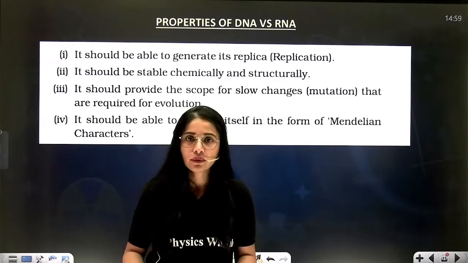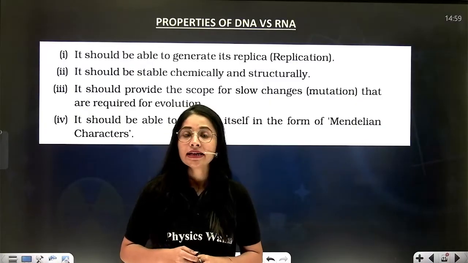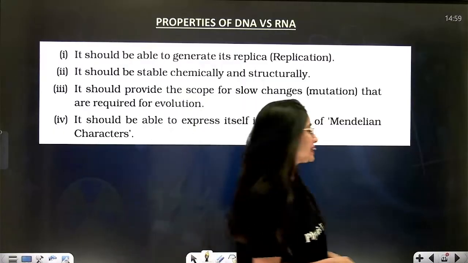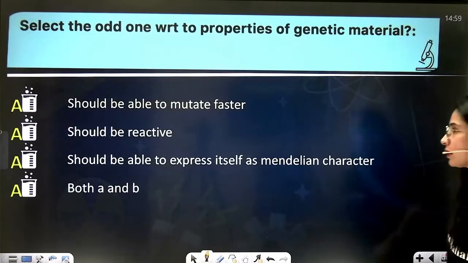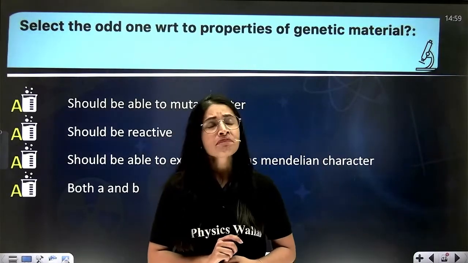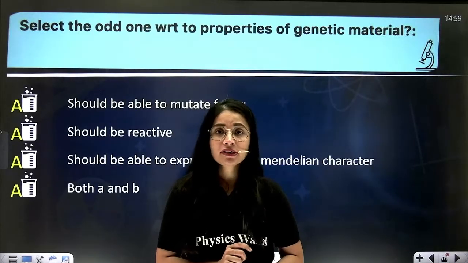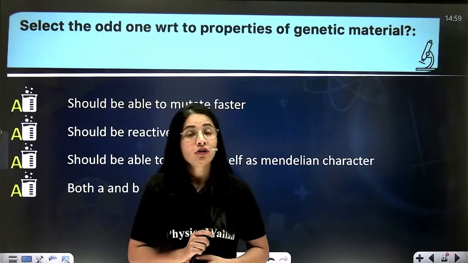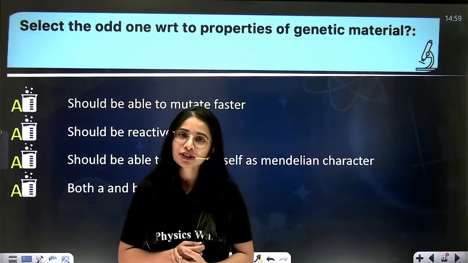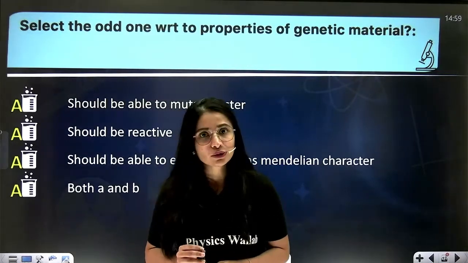However, as I told you, in some viruses RNA can also behave as genetic material. With this, we come to the end of today's lecture. Today we have done a lot of things. You have seen the packaging of DNA in eukaryotes, plus the search for genetic material and the properties of DNA versus RNA for becoming genetic material. I hope all these simple short topics and all the experiments are clear to each and every one.